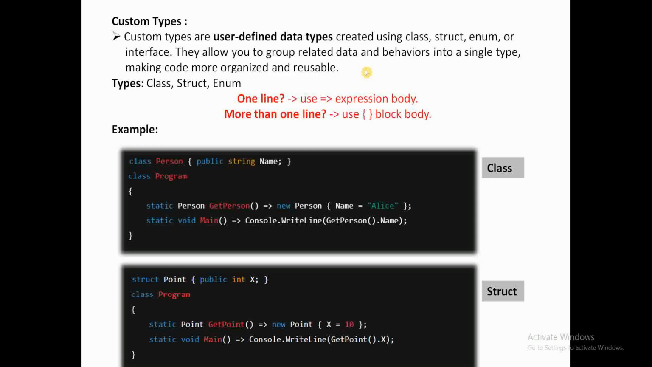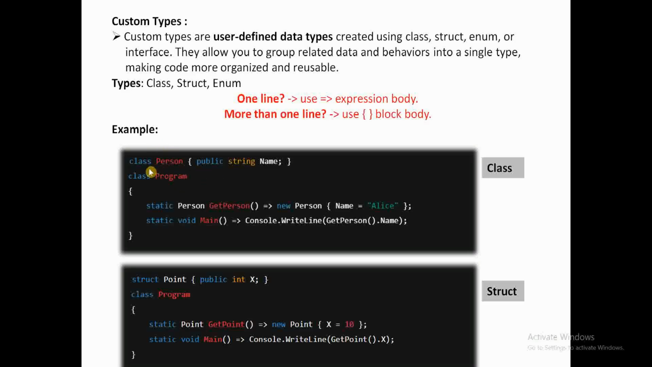Custom types are user defined data types which we can create using class or struct or enums or any interface. It is like grouping the behavior of that particular method into a single type, and it will make the code more readable, more organized, more in a sequence. Here we have some types, class, struct or enum. Here we have the examples of custom types.